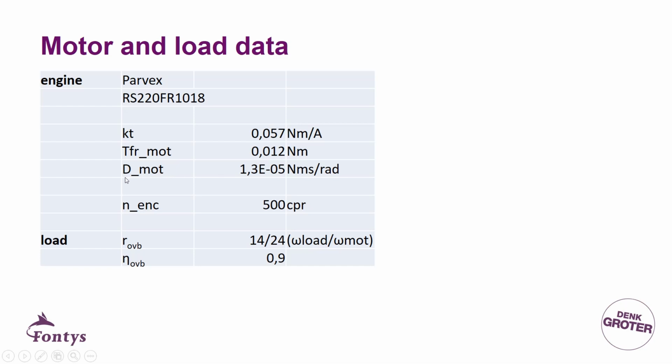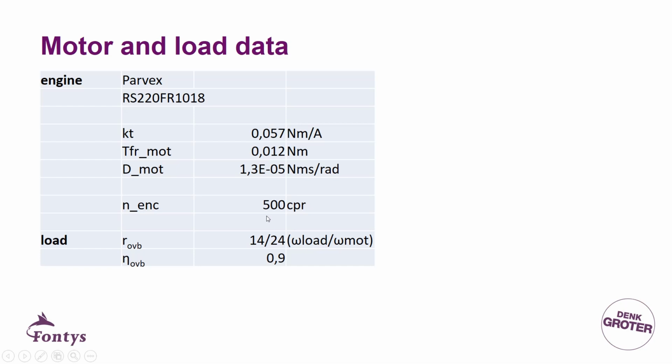And also the motor has some damping, which is equal to 1.3 times 10 to the power minus 5 Newton meter per radian per second, or Newton meter second per radian. We have also an encoder attached to the motor, and the encoder has 500 counts per revolution. So every revolution of my motor shaft yields 500 counts.